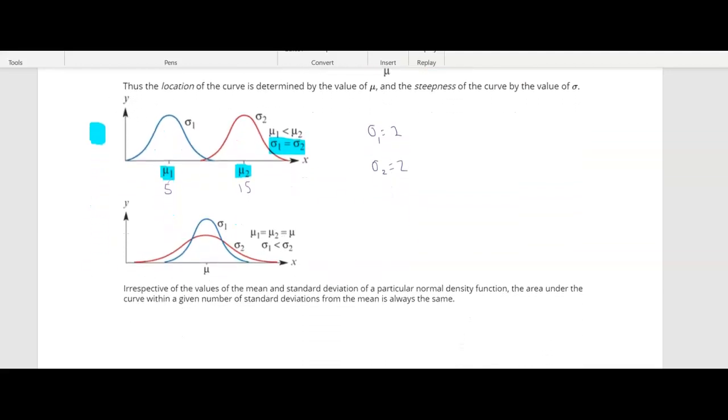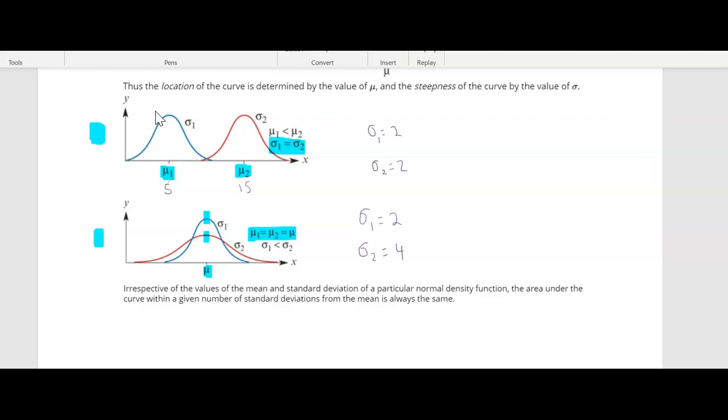All right, in the second example, they've got the same mean. So we're looking at this one here. You can see they've got the same peak. The mean of the first one and the mean of the second one are the same, but they do have different standard deviations. You can see the blue curve has a smaller standard deviation. So maybe we can say the standard deviation of the first one is 2 and the standard deviation of the second one, and I'm just making up numbers here, could be 4.